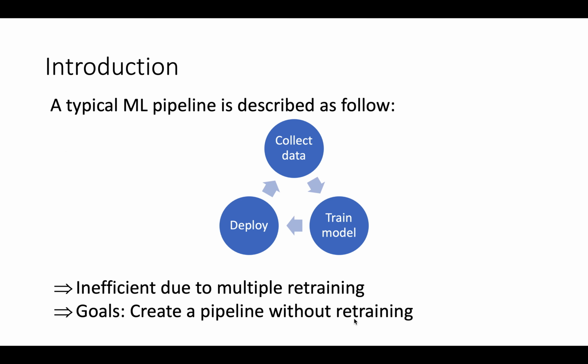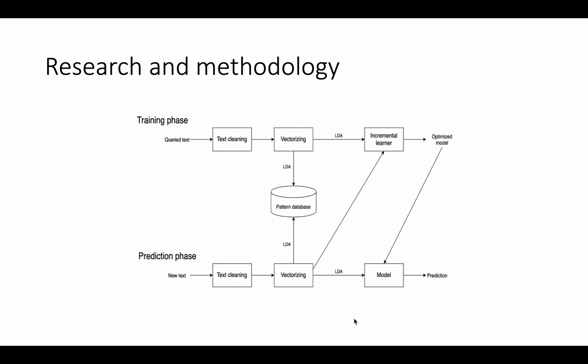So about motivation, we observe that a typical training pipeline, which is shown on the screen, is actually slow because it requires a lot of retraining steps. So our goal is to attempt to remove this retraining step out of the pipeline. That's why we separate the previous pipeline into two separate phases.